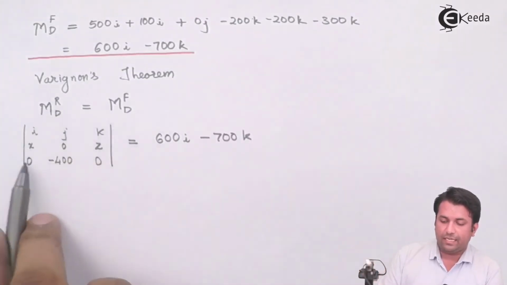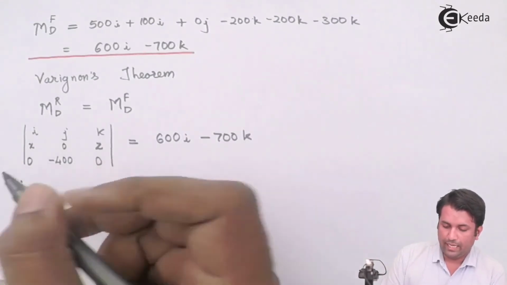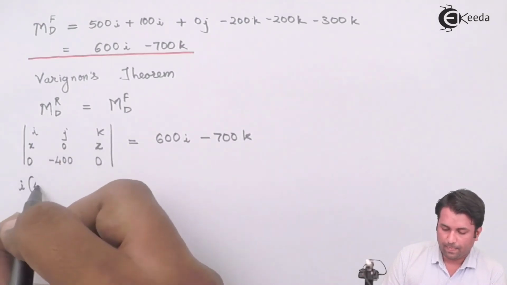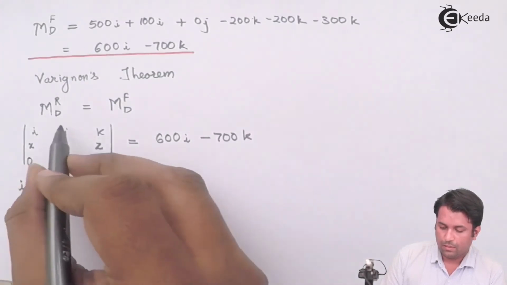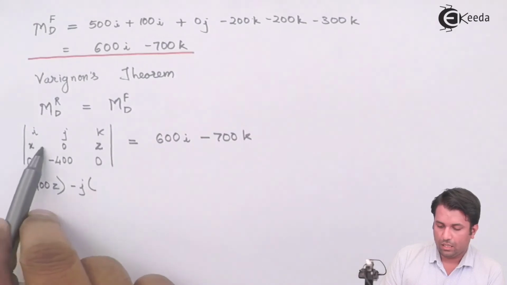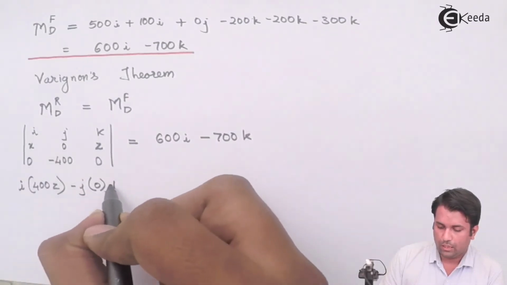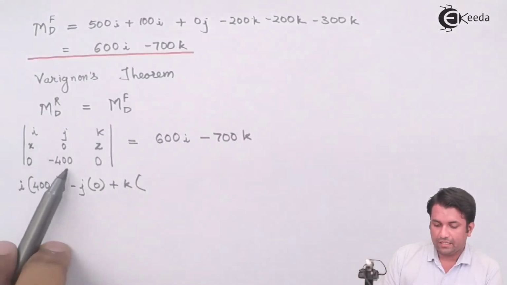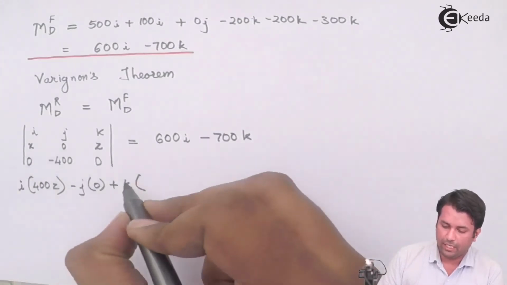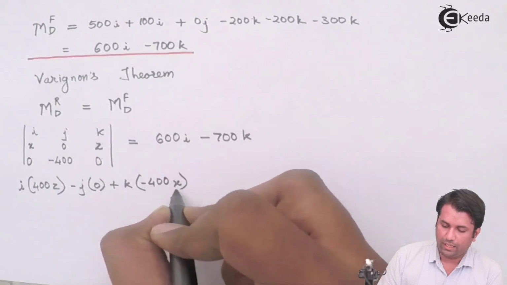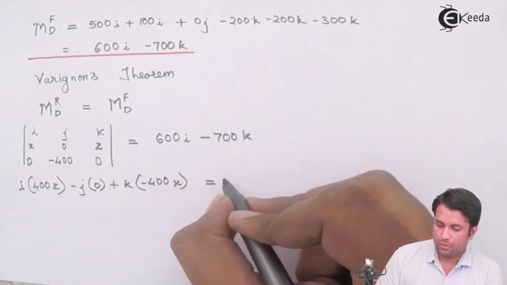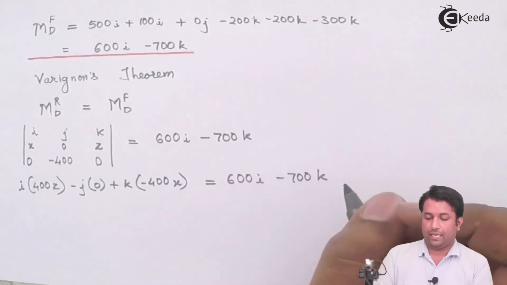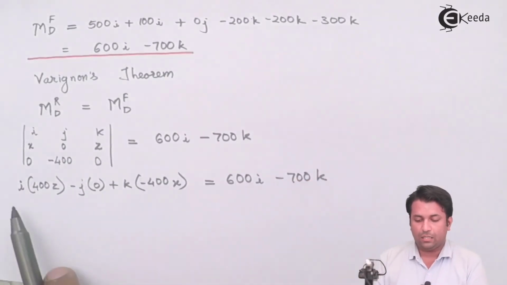Now I can simplify this determinant as I 0 plus 400Z minus J. J will be 0 plus K. For K it is minus 400x minus 0. So this is minus 400x equal to 600I minus 700K. So now I can equate the like terms.